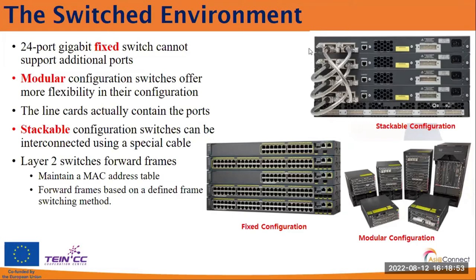Okay, then what is a stackable configuration switch? Actually they are interconnected. You can see here in the image, this switch is connected to this switch, and it is also connected to this switch. But this switch is also connected to the next switch. If we see 1 2 3 4, the four switches, then how are they interconnected? They are interconnected using a special cable that provides high bandwidth throughput between the switches, and you can see this in this figure. Okay. So you can see here a line that a layer 2 switch forwards frames by maintaining a MAC address table, then forwards the frame based on a defined frame switching method. In the next slide we will discuss this MAC address table and frame forwarding.